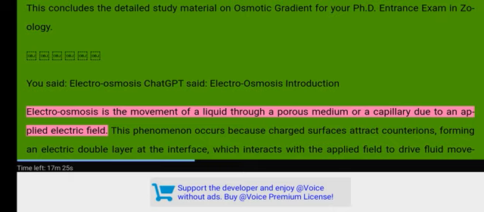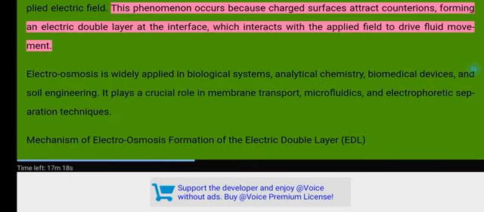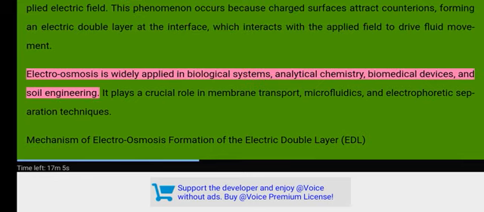Electroosmosis is the movement of a liquid through a porous medium or a capillary due to an applied electric field. This phenomenon occurs because charged surfaces attract counterions, forming an electric double layer at the interface, which interacts with the applied field to drive fluid movement.